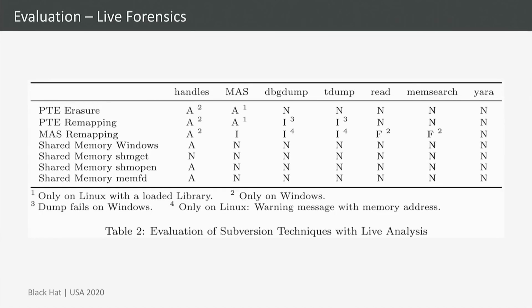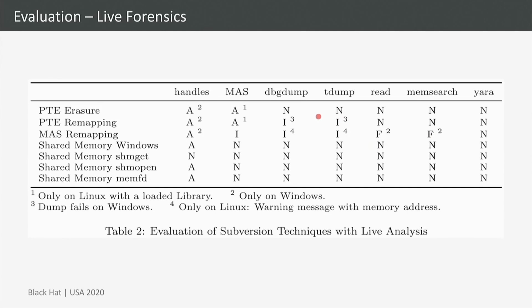So from a live forensics point of view, it gets a little bit worse. On the one hand, we also used the tool Yara and scanned all the processes. None of our hidden memory has been detected by Yara. We were able to detect our malicious content in the case of MAS remapping again with the debugger, but only on Windows. So with the WinDbg tool, we were able to find our malicious content by searching and also by directly accessing the virtual addresses. But besides that, none of those approaches were able to find our hidden malicious code.